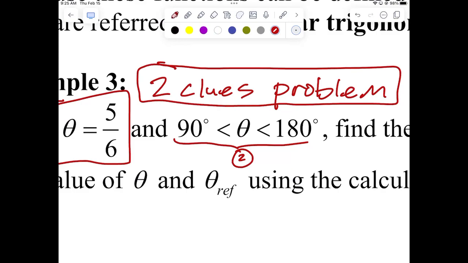This clue tells us 2 things. Our angle is in what, Andrew? Degrees or radians? Hang in there. No, it's in degrees. It's in degrees because it's between 90 degrees and 180 degrees. So I know it's in degrees. Secondly, it actually tells us what quadrant we're in, right? What quadrant is between 90 and 180? Quadrant 2. So this one clue tells us 2 things. Our angle is in degrees, and it's in quadrant 2.